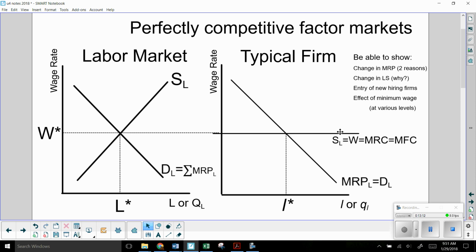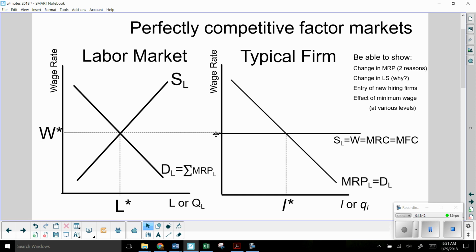I am a wage taker. This horizontal line, which is a dotted line over here, just signals where W star, the equilibrium market wage rate, is, and where L star, the equilibrium market number of workers employed, is. Just as those are dotted reference lines over here, the horizontal one becomes a solid line because that is my supply of labor curve that I face. It is the market wage rate, it is the marginal resource cost, and the marginal factor cost.